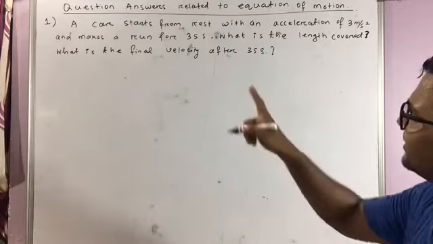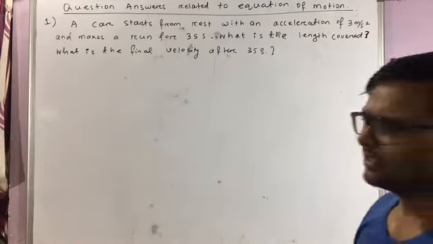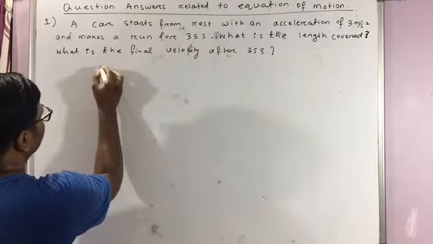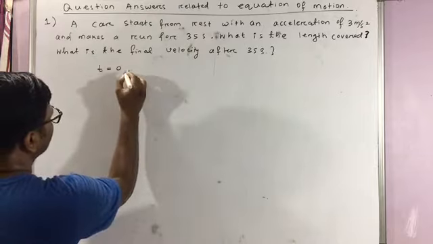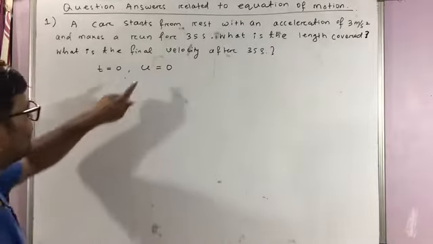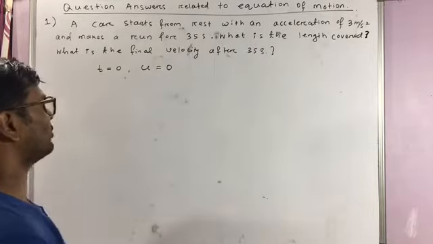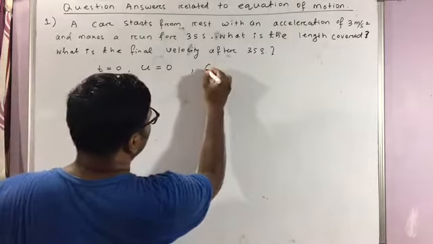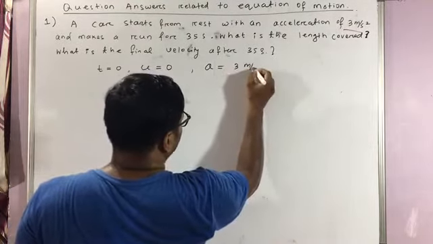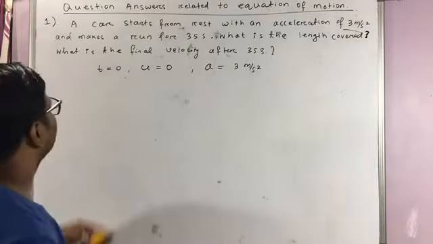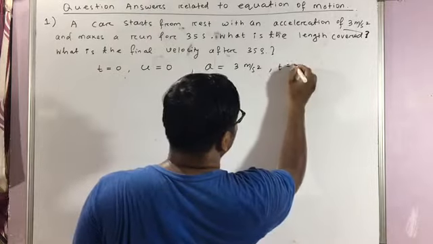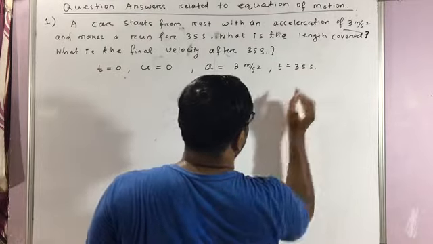First, it is given that a car starts from rest. Rest means if your time starts from there, then at t equal to 0, u is equal to 0, meaning it is at rest. u refers to your initial speed, which is 0. The value of the acceleration given is 3 meters per second square. And it makes a run for 35 seconds. So time is given, t is equal to 35 seconds.